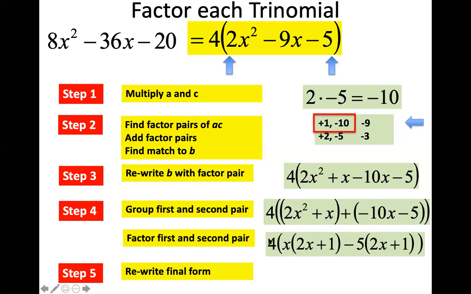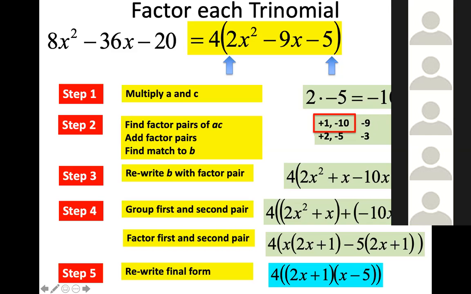Okay, so the final answer, this 4 still stays here. I get a 2x plus 1 and an x minus 5. And that's the process. So Josie said, so the only difference is that first step, and the answer is yes. That's it. All right, any questions?